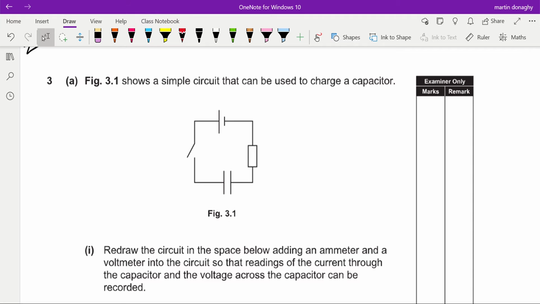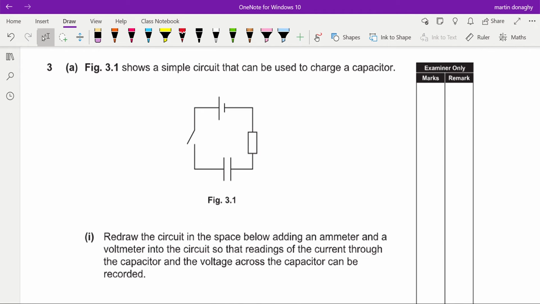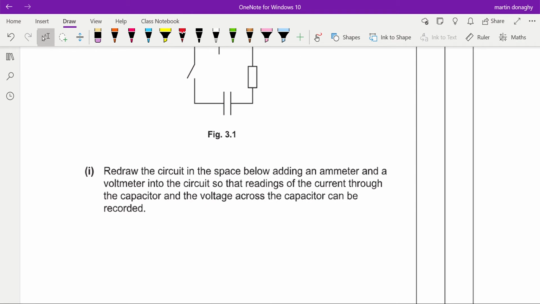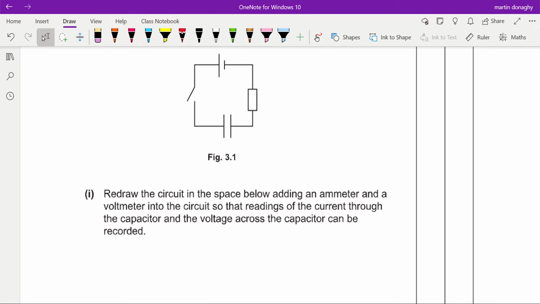Okay, let's do the final question of 2013 here. This diagram shows a simple circuit that can be used to charge a capacitor. So there's no discharge in this circuit. Redraw the circuit in the space below. Add an ammeter and a voltmeter into the circuit so the readings of the current through the capacitor and voltage across the capacitor can be measured.